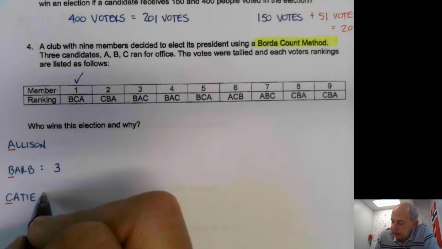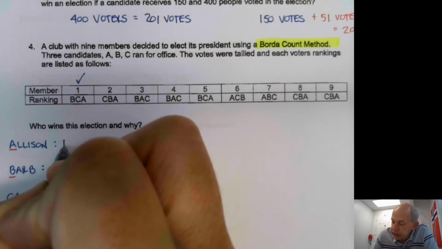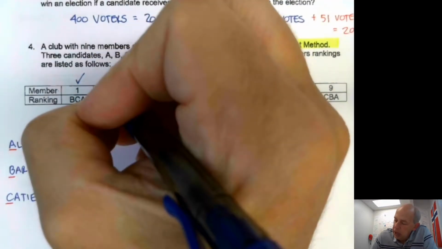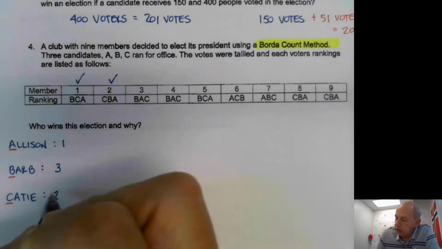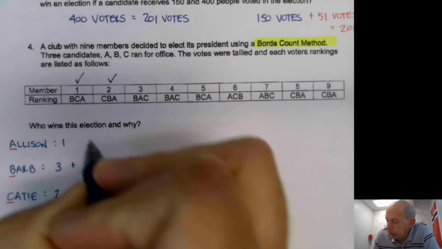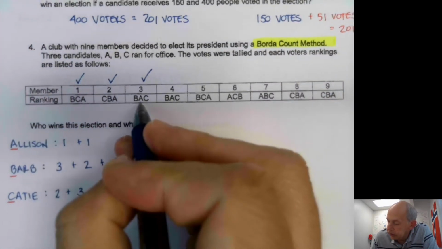Katie is in second place. She gets 2 points. And then Allison is in last place. She gets 1 point. So since there are 3 candidates, first place is 3 points, second place is 2 points, third place is 1 point. Candidate 2 comes along and says, well, Katie is my favorite candidate. Barbara is in second place. Allison again is in last place, so she only gets 1. Third voter, Barb gets 3 points.